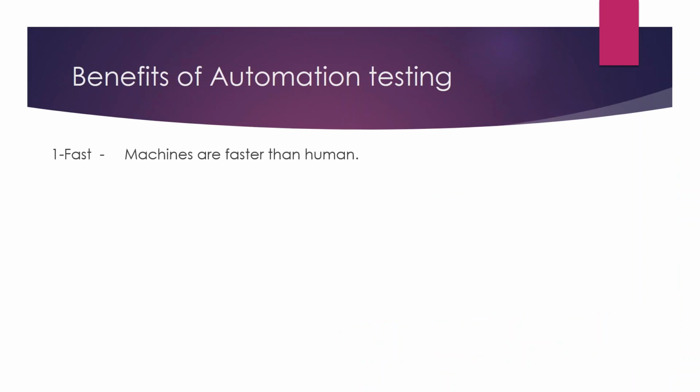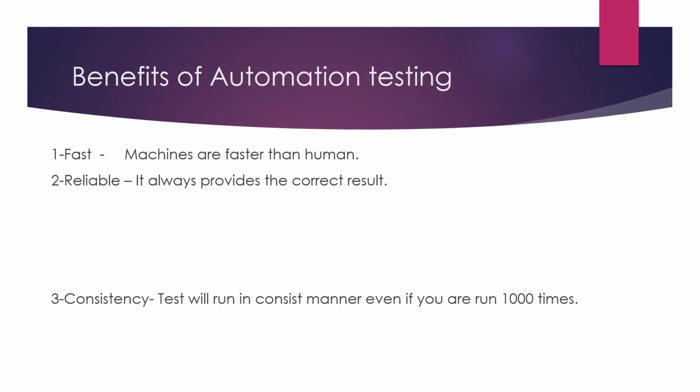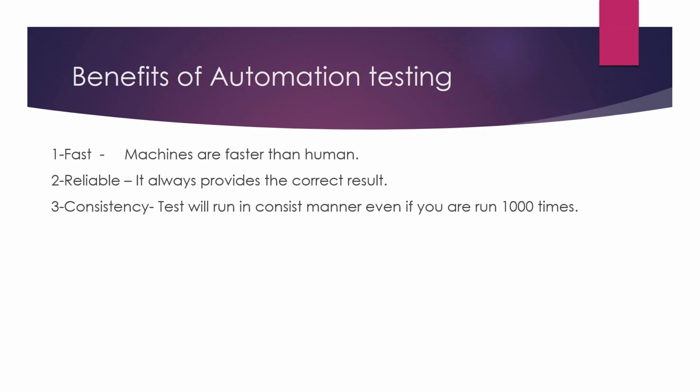Machines are faster than humans. Everybody knows about it. The next one is reliability. It always provides the correct results, right? If you do it 1,000 times, the result should be perfect. For humans, your capability will go down if you do it 1,000 times, right? Look at this. The third point is consistency. Reliability and consistency look like similar values, but there is some difference between these two.